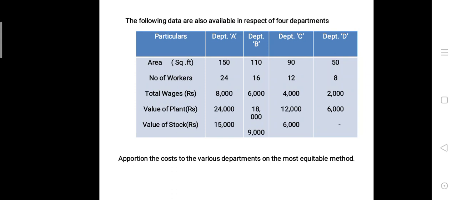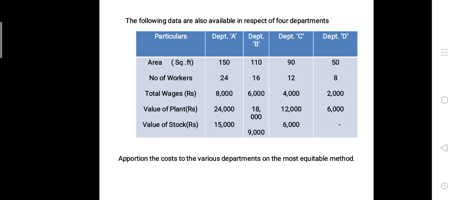Value of plant in rupees, Department A 24,000, Department B 18,000, Department C 12,000 and for Department D 6,000. Value of stock only for the production departments, Department A 15,000, Department B 9,000, Department C 6,000 and for service department D it is nil. Apportion the costs to the various departments on the most equitable method.